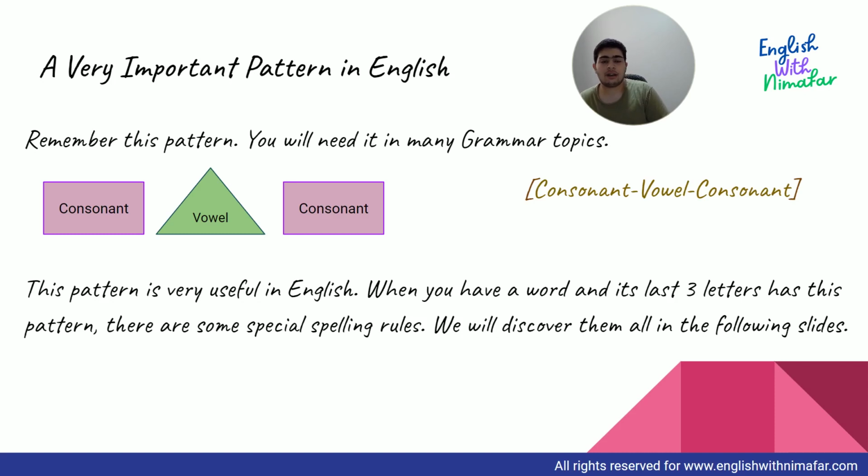For example, you have the word play. If you look at the last three letters, you can see that's L-A-Y. It has this pattern: consonant L, vowel A, and consonant Y. So consonant, vowel, consonant. You will see this pattern a lot, so we will discover them all in the following slides.